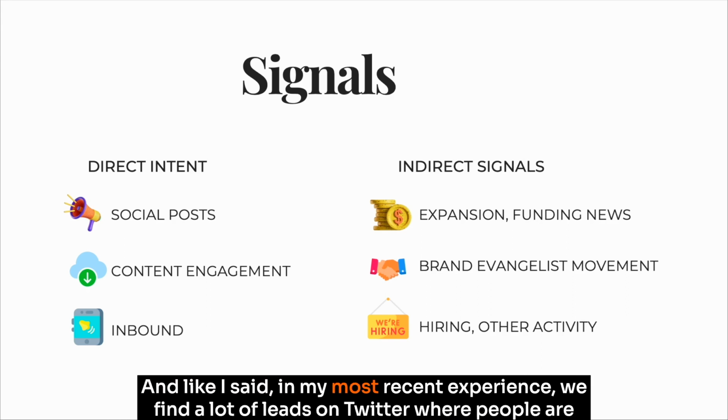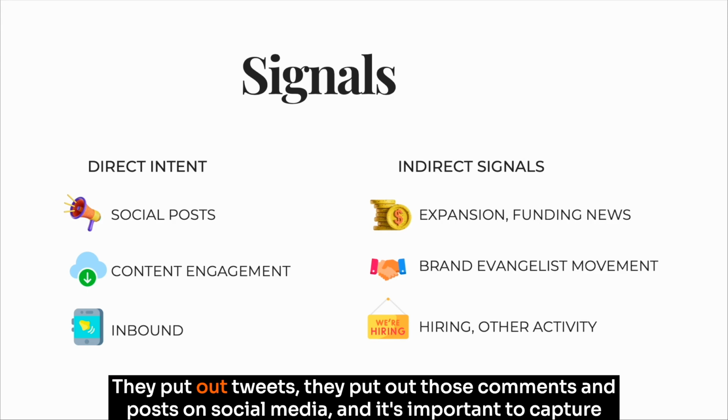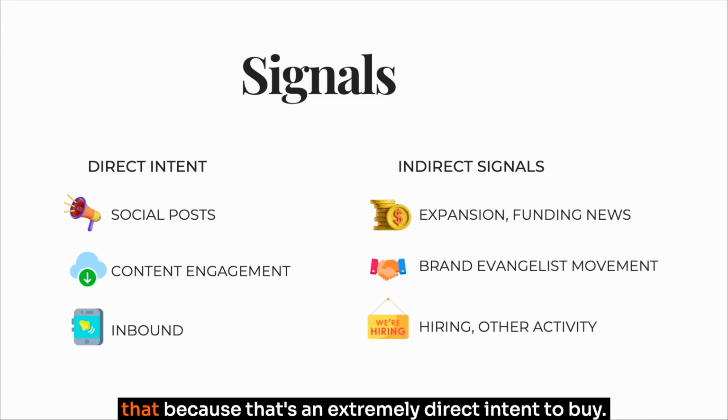And like I said, in my most recent experience, we find a lot of leads on Twitter where people are saying, hey, we are looking for an API solution for this need. Any recommendations? Hey, we are struggling with this type of API. Do you have any other alternatives that you use? They put out tweets, they put out those comments and posts on social media. And it's important to capture that because that's an extremely direct intent to buy.